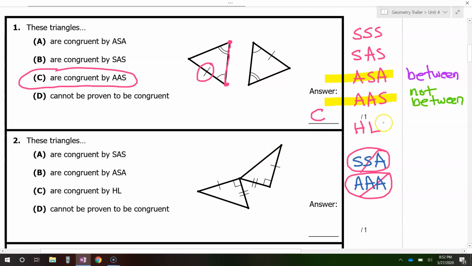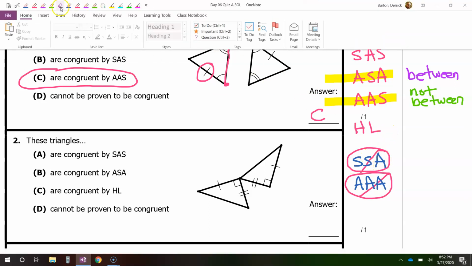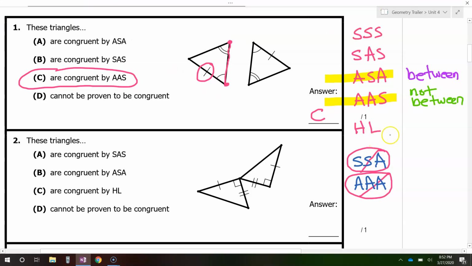Now, before I go any further, I should mention that hypotenuse leg is actually a special case of side-side angle. So I'm just going to add this on. Hypotenuse leg is side-side angle, but it's only for right triangles.